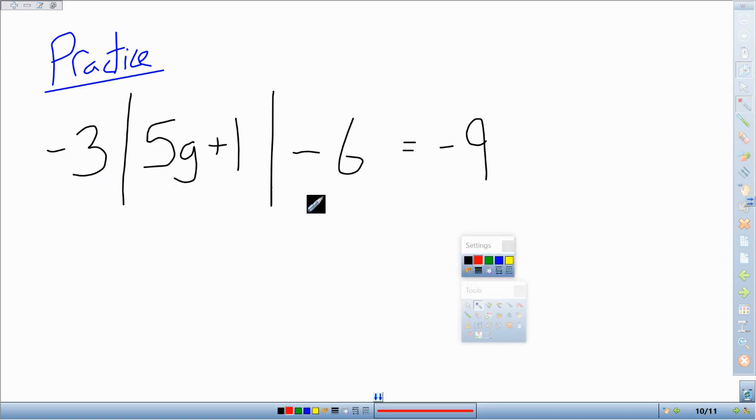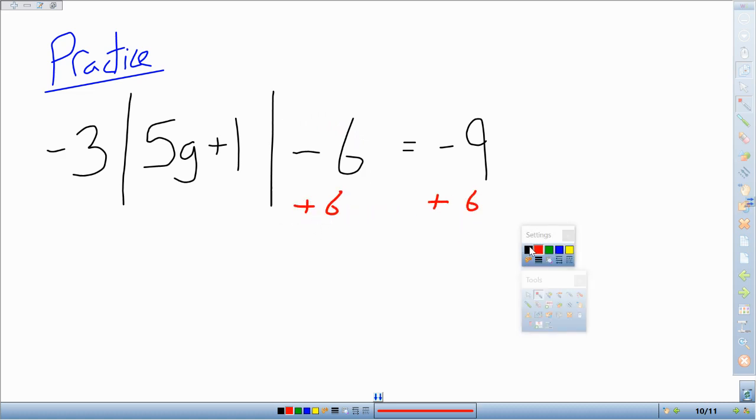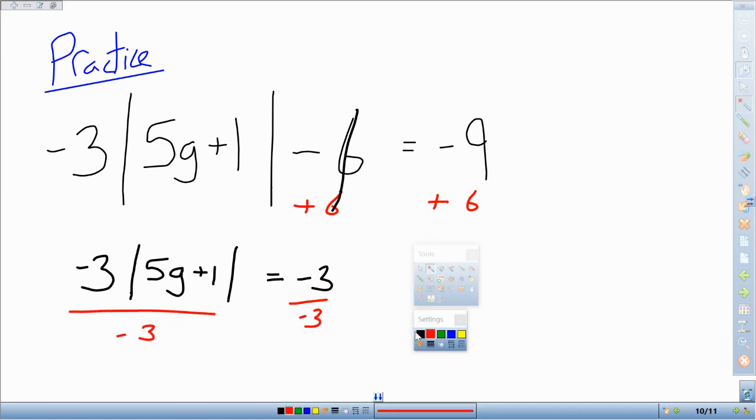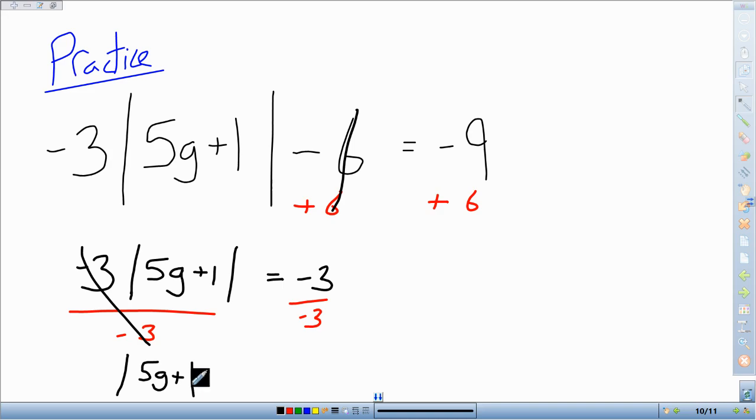Okay, so hopefully you noticed, we have to deal with the 6 that's being subtracted first by adding 6 to both sides. Okay, they're gone. I have a negative 3 times the absolute value of 5g plus 1. Careful, those absolute values sometimes start to look like 1s, so just make them longer than everything else. Over on the right, looks like a negative 3. Dividing both sides by a negative 3, we get the absolute value of 5g plus 1 equals positive 1.